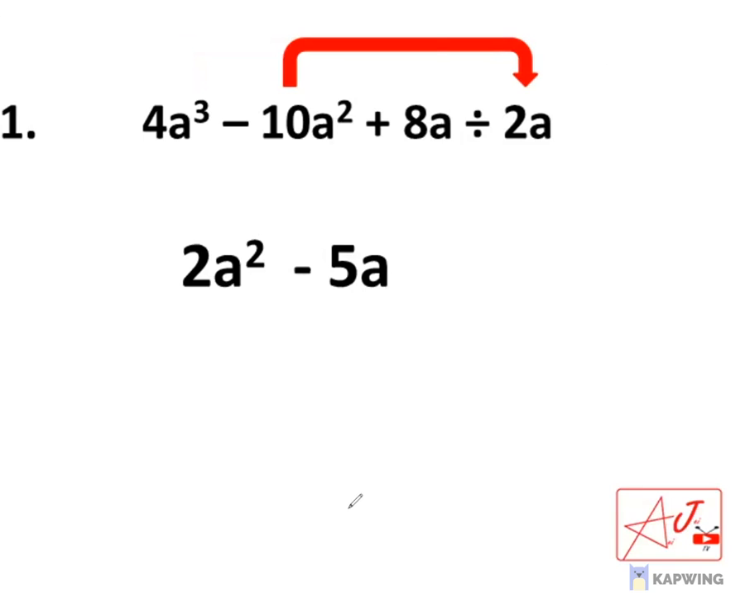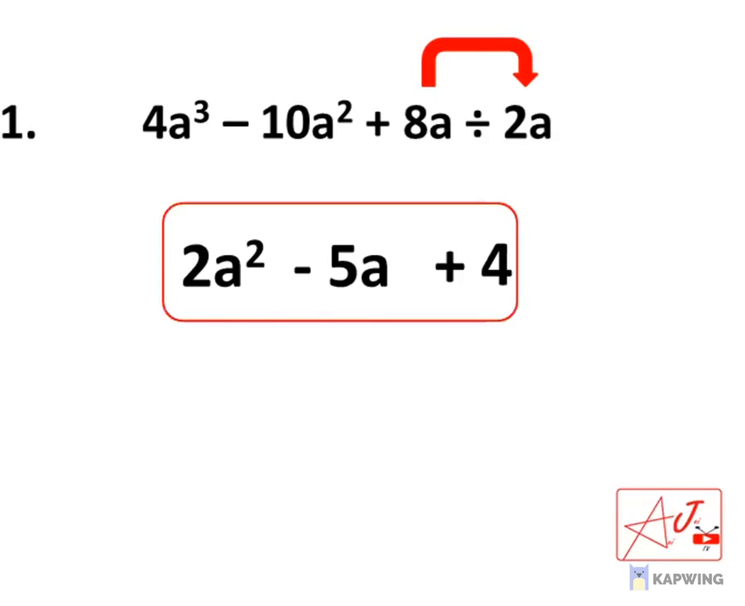And then, yung last term natin, positive 8a divided by positive 2a. So, pares naman silang positive, kaya ang answer natin ay positive din. So, 8 divided by 2 is 4. So, bakit po nawala na yung variable? Kasi 1 minus 1 ay 0 na. So, makakancel lang sila. Kaya, di na natin isusulat yung variable. So, the final answer for this one is 2a squared minus 5a plus 4.